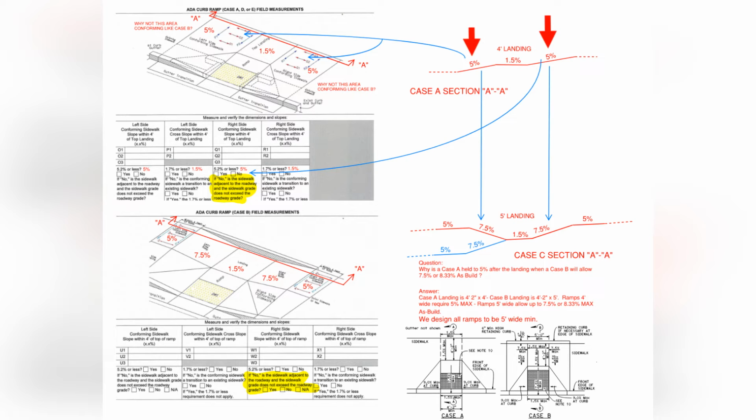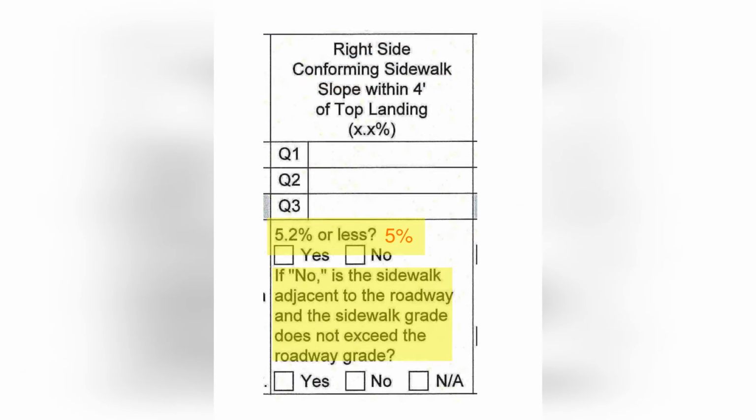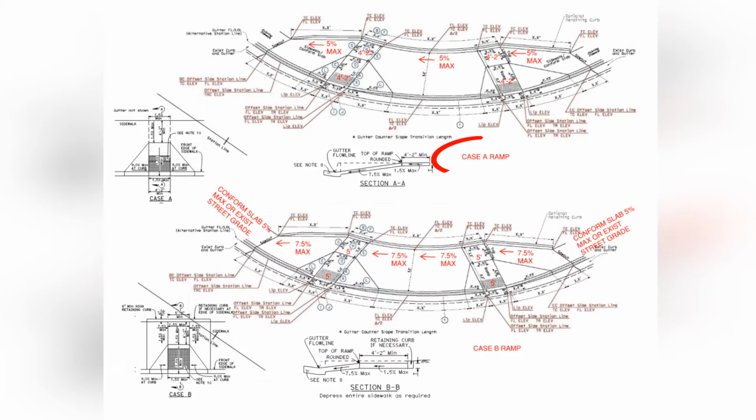The Case A ramp also has a ramp and landing that is 4 feet 2 inches wide minimal. The Case B ramp and landing are 5 foot wide with the conforming slabs at the ECR and BCR. To me, this makes sense because the conforming slabs are to be adjacent to the roadway and the sidewalk grade is parallel with the road, so it will not exceed the roadway grade. We have come to the conclusion that all ramps and landings will now be constructed at 5 foot wide minimal. This will give us the option, if necessary, to construct these ramps at 7.5% maximum or as an as-built construction of 8.33% max. This can be very confusing, so I thought a visual design could help.